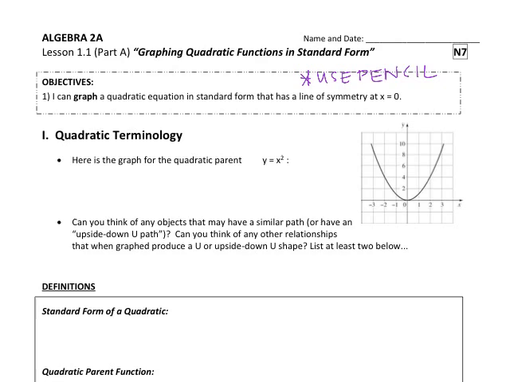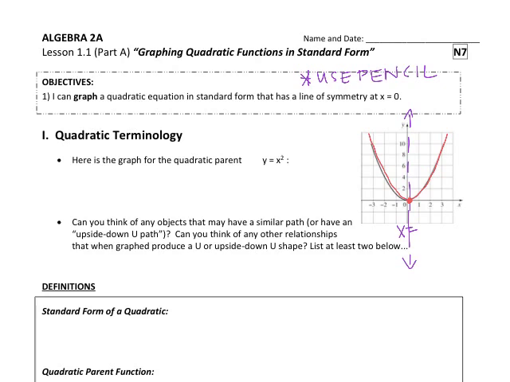So today our objective is to graph a quadratic equation in standard form that has a line of symmetry at x equals 0. And x equals 0 is the line that runs down the y-axis. So if you take a look here, if this is my line of symmetry, I have an equal amount of the graph, the x squared graph here, on the left as I do on the right. So we're going to be describing this graph a little bit, talking about its minimum point, which this one here is at 0, 0. It has its minimum value at 0, 0.